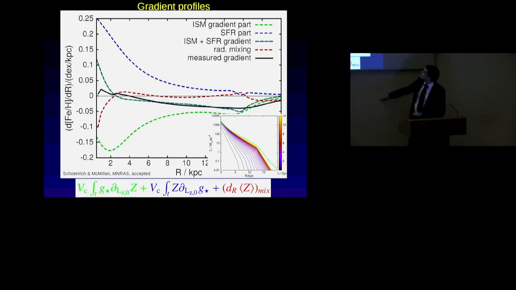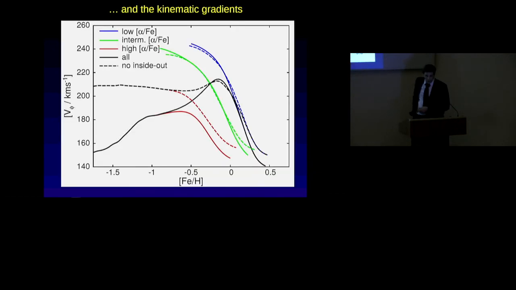And when we compare those two in their effect on the gradient, green is the average gradient, that's negative, but the inside-out term, because the disk grew while it was forming, having more metal-poor stars in the beginning and in the center, balances your gradient so that you get a neutral gradient in the end. And that same thing appears in the kinematics.